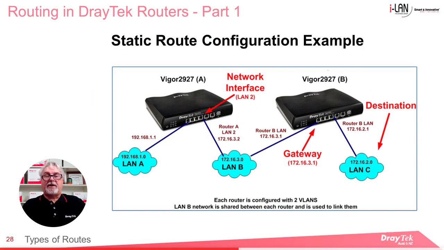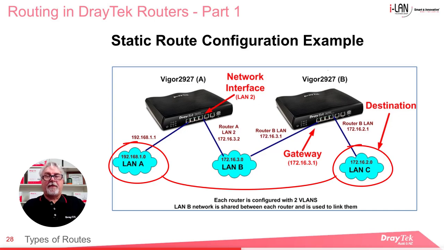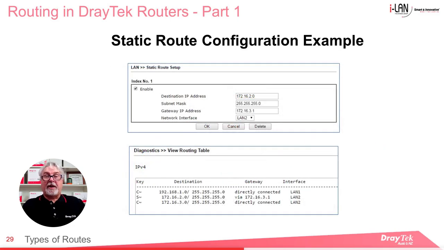Here's a configuration example where static routes are used. So we have two routers linked to each other and we want a PC on LAN A to communicate with a device on LAN C. LAN B is the common link between the two routers and static routes are used to specify the data path. To make it happen, we need to enter the static route details in each router.